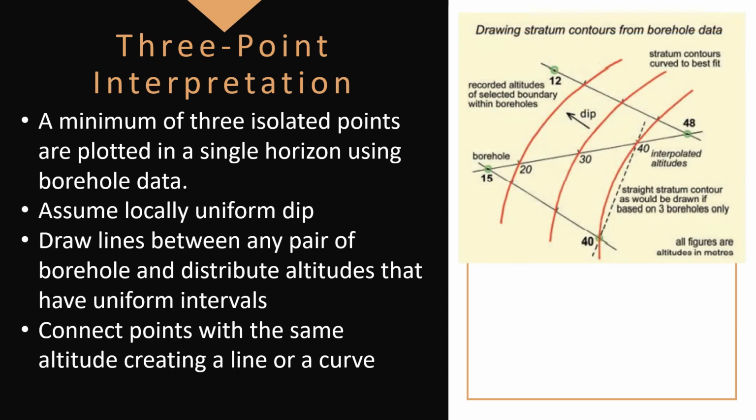So we have to assume locally uniform depth. In this case, you assume that the depth is directed that way. So within these boundaries, or within these 4 boreholes that are chosen, the depth would all be pointing that way. So draw lines between any pair of boreholes and distribute altitudes that have uniform intervals.